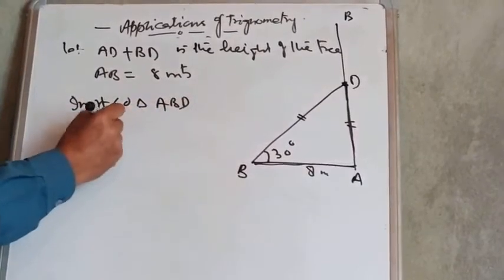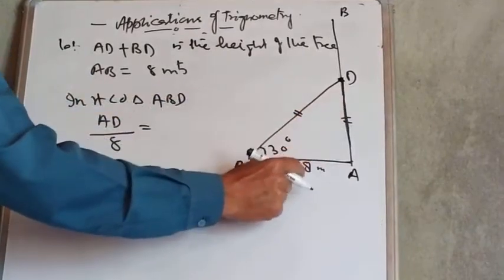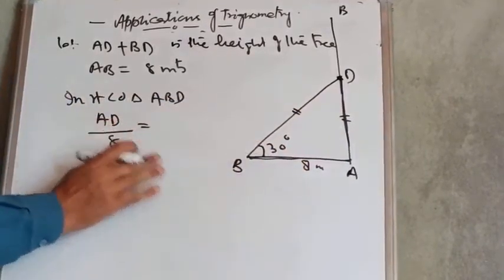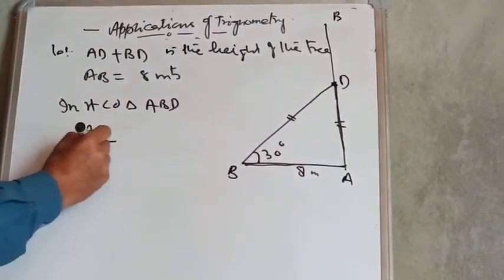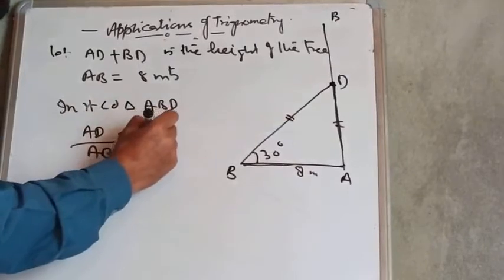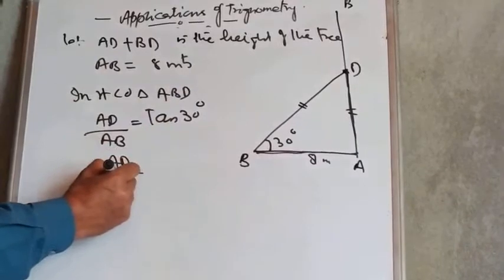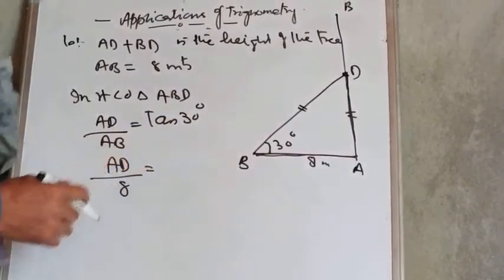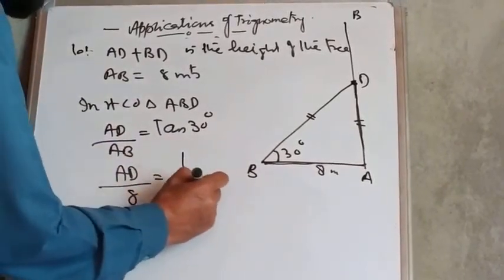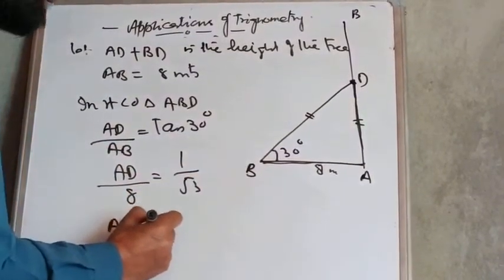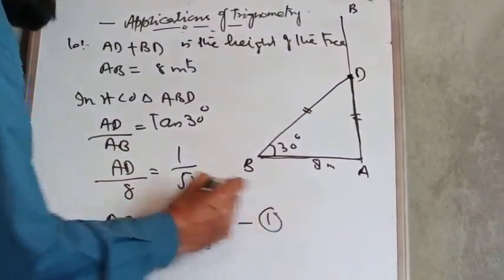Now in right angled triangle ABD, AD divided by 8, perpendicular divided by base, or we can write AD divided by AB is equal to tan of the angle, tan 30 degrees. So AD divided by 8 is equal to tan 30, which is 1 by under root 3. Yes, it is 1 by under root 3. Or you can write AD is equal to 8 by under root 3. This is your AD. Note this first.